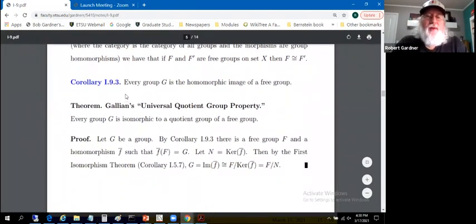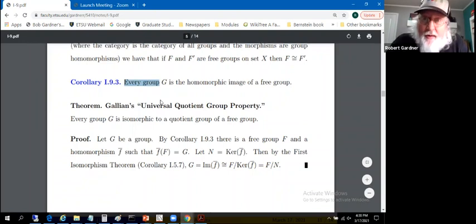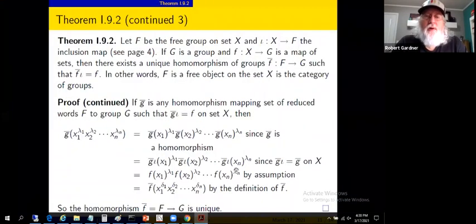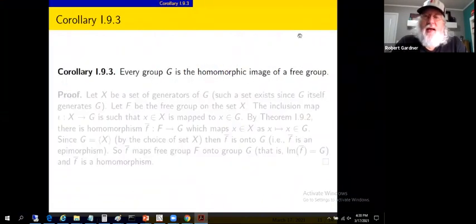Okay, a shocking claim in corollary 1.9.3, it says every group something. And how many results do you know that state every group something? What it does is this links every group with free groups in the following sense. It says every group G is the homomorphic image of a free group. So we were just talking a bunch about homomorphisms and our definition of free group. Let's go through the proof of that. Sounds like quite an accomplishment.